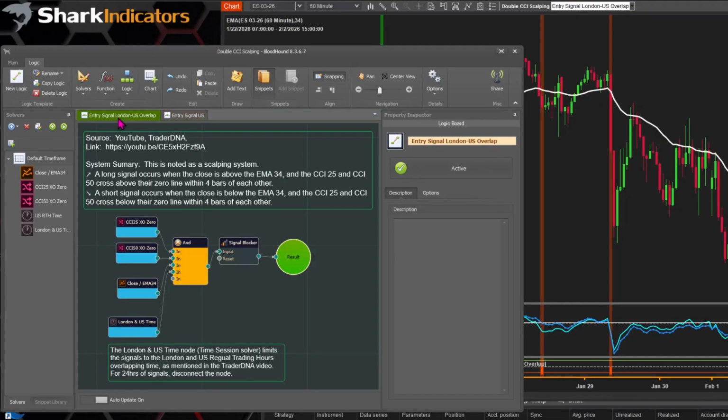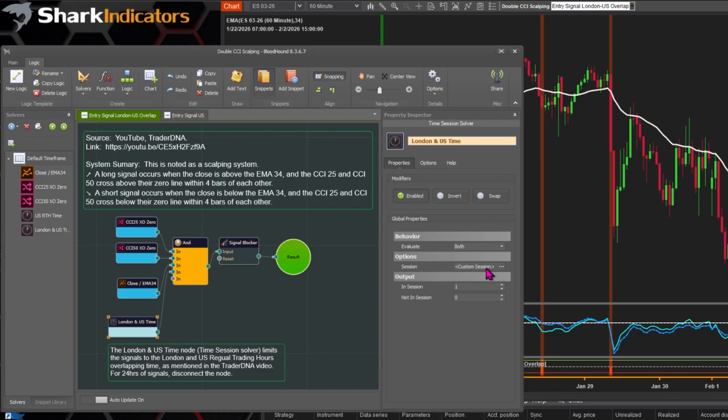The logic template on the left here is the original system per the source. This was designed as a scalping system for Forex on the higher time frame. We have this time session solver, a custom one, set up for the London and US trading hours overlapping time. As mentioned in the video, those are the most market moving times of the day for Forex.